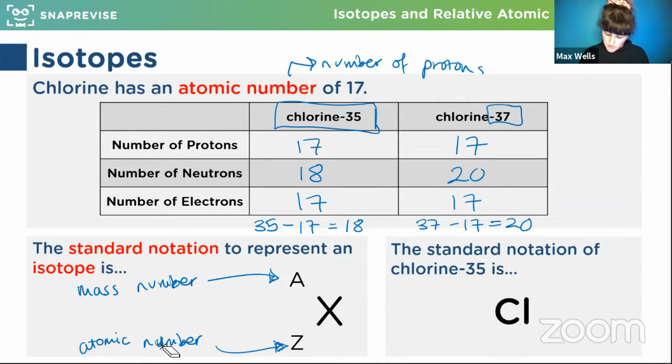Let's just make sure that looks like a U. There we go. And then this central thing, which at the moment we've just called X, is just what describes our element. It's just the chemical symbol for our element.